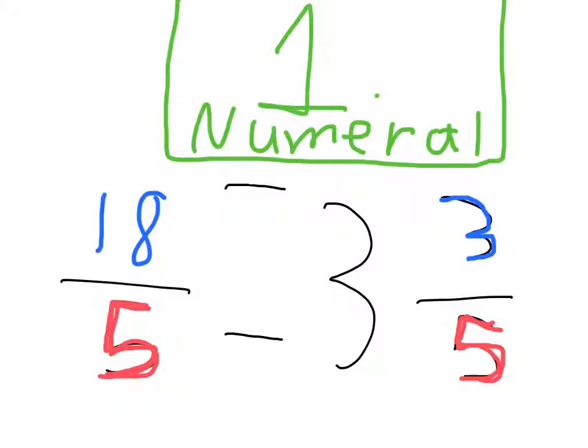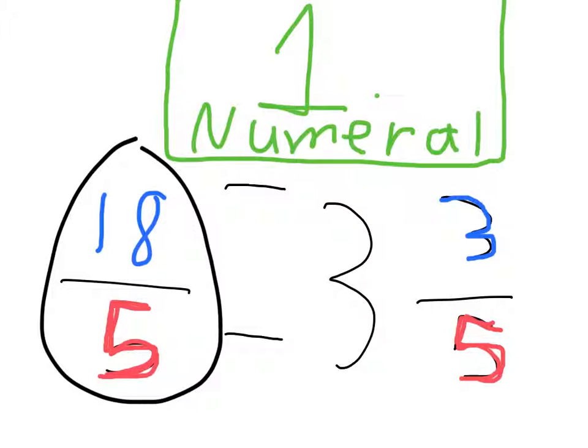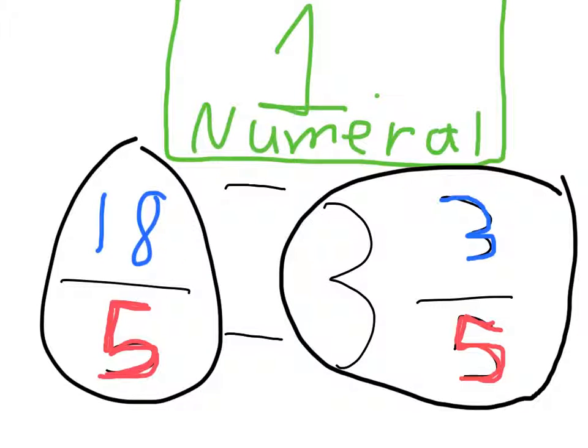Now that we know what the mixed number is, we will represent the fraction 18/5 in 4 different ways. Number 1, the numeral. It's just basically the fraction alone. So 18/5 is the numeral, and the mixed number, which is also equivalent to 18/5, is 3 and 3/5. So that's one way of showing it.